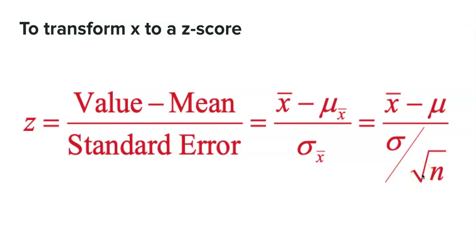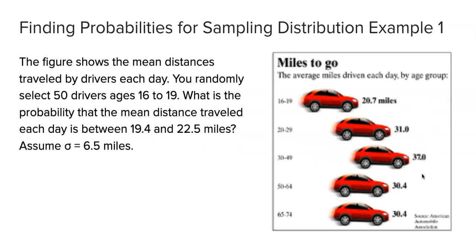We'll practice this when we're going over probably the additional problems. We'll do these together later. All right. Example 1. Maybe we'll do it right here. The figure shows the mean distances traveled by drivers each day. You randomly select 50 drivers ages 16 to 19.